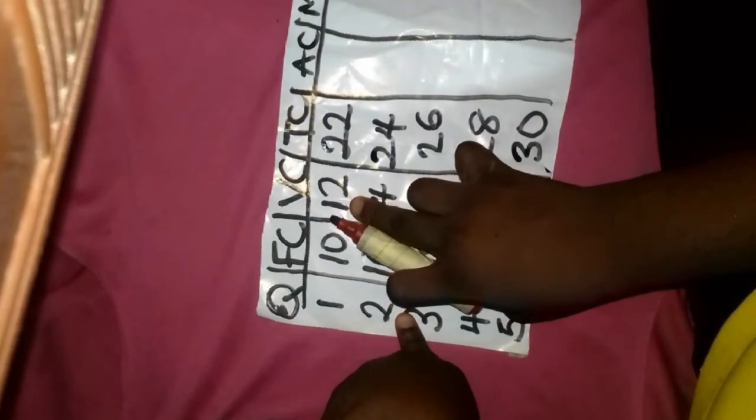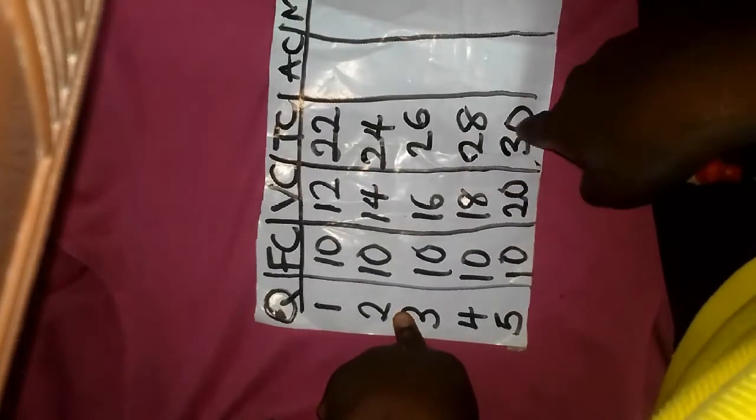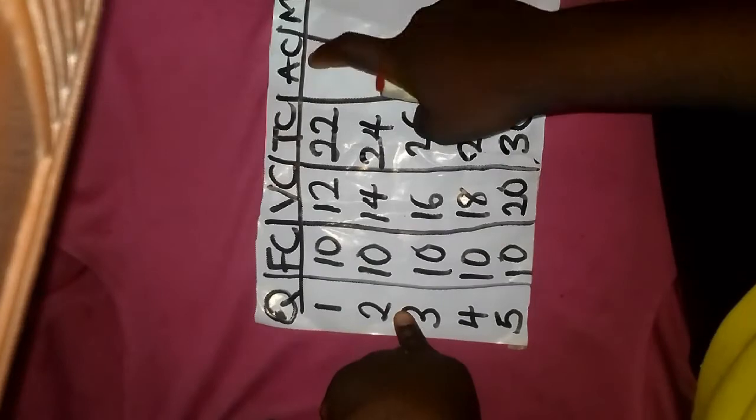So total cost is calculated as fixed cost plus variable cost. So this is 10 plus 12, 22. 10 plus 14, 24. 10 plus 16, 26. 10 plus 18, 28. And 10 plus 20, 30. Now, how do we calculate average cost? Remember, I was saying that average cost refers to the cost per unit.